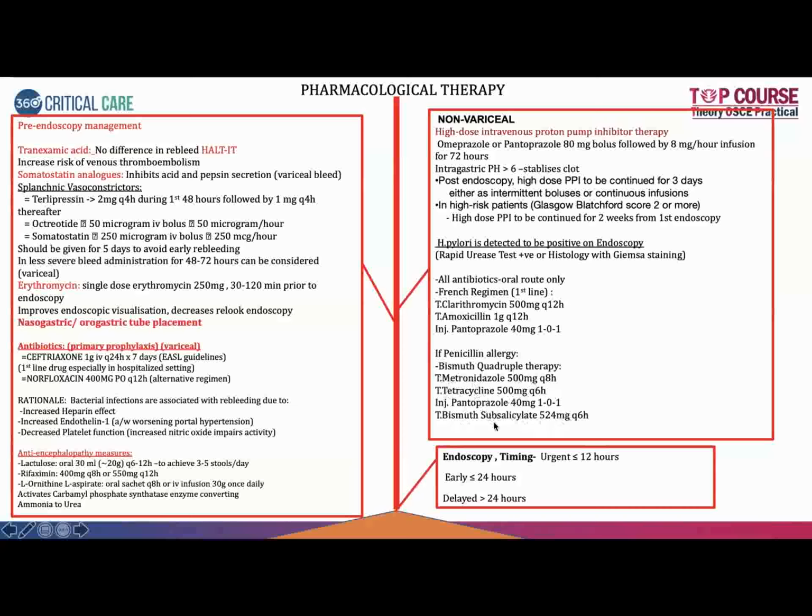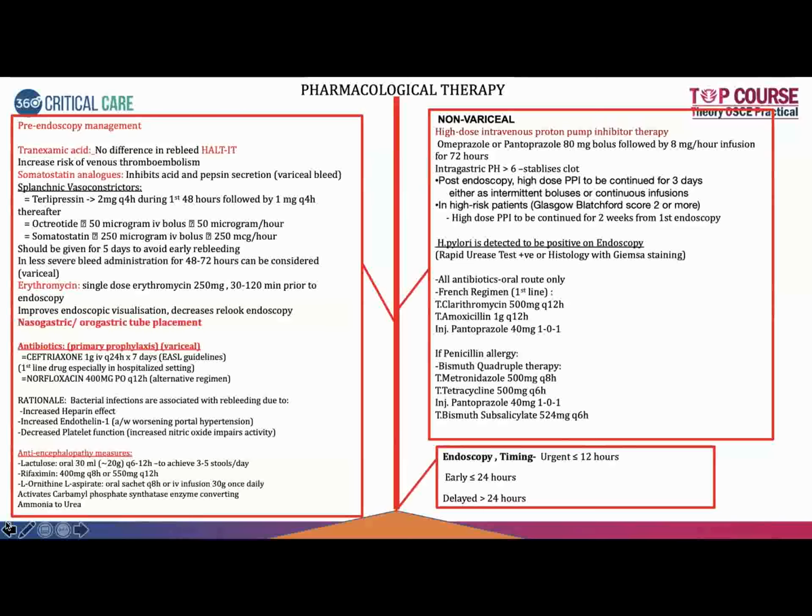So next, after you initiate the pharmacological treatment, the important thing would be to go ahead with the endoscopy. So how early should endoscopy be done? Early is less than 24 hours. Urgent endoscopy is less than 12 hours. Delayed is more than 24 hours.